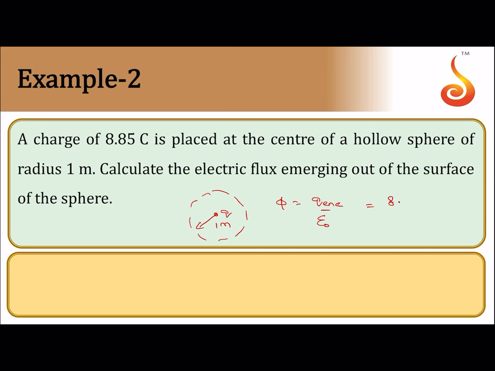So Q enclosed is 8.85, divided by epsilon naught, which is 8.85 times 10 to the power minus 12. So it's simply 10 to the power 12. What are the units for flux, I said? Newton meter squared coulomb minus 1. Let's check the answer. Yep, flux is equal to 10 to the power 12 Newton meter squared per coulomb. Direct application of Gauss's law. Flux is Q enclosed by epsilon naught. Please note it down. Example 2: a charge of 8.85 coulombs is placed at the center of a sphere of radius 1 meter. Calculate flux. And the answer is 10 to the power 12 Newton meter squared per coulomb. Very good.